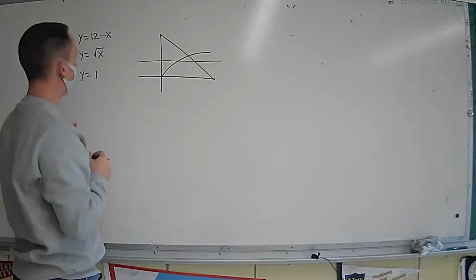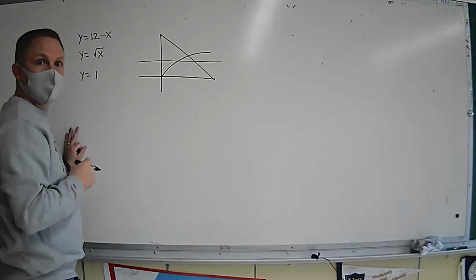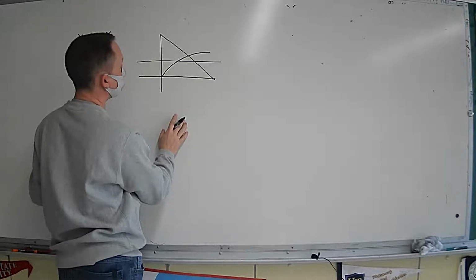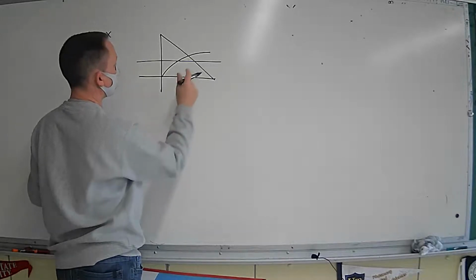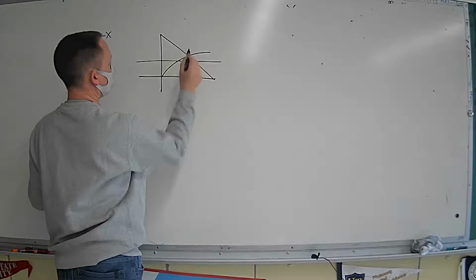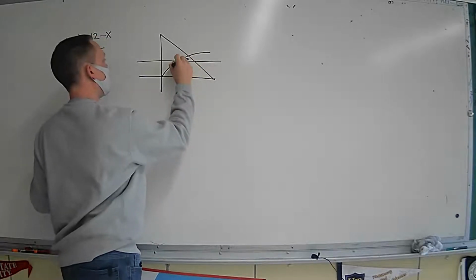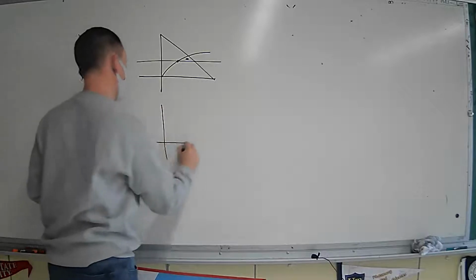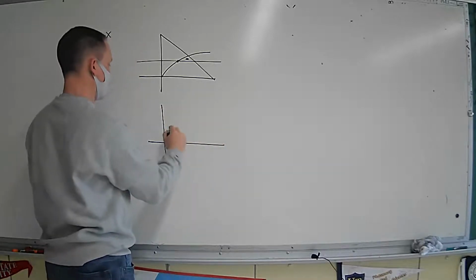I've got to think about this for a second. Where's the region? The leftmost intersection is at (1, 1). Is this the region right here? Yeah, that's right. Okay. So let's blow that up just to make it a little easier to see.